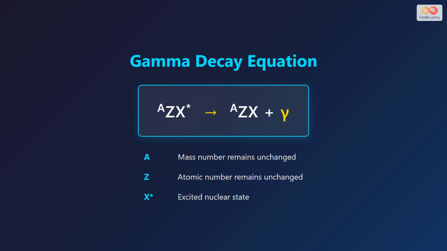The gamma decay equation shows that a nucleus in an excited state, denoted by X*, transforms into the same nucleus without the asterisk, plus a gamma ray. The key feature here is that both the mass number A and atomic number Z remain unchanged. The asterisk indicates the excited state of the nucleus. Only the energy state changes, not the nuclear composition. This distinguishes gamma decay from alpha and beta decay, which do change the nucleus identity.